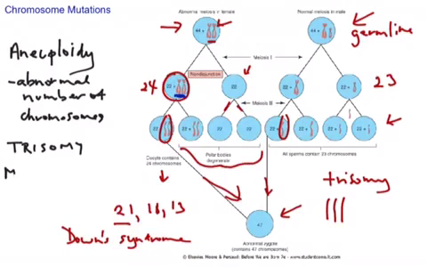Another term you had to look at was monosomy. And monosomy simply refers to the lack of one chromosome of the normal complement. So you may only end up with one chromosome rather than two in your normal diploid complement.